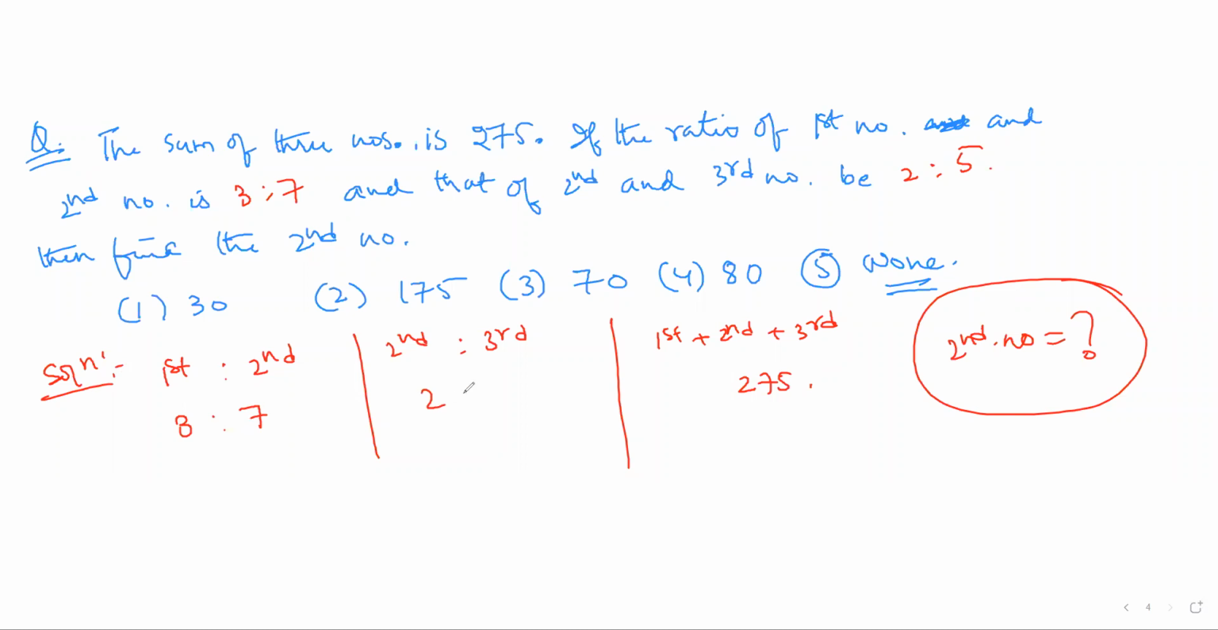3:7, 2:5. Okay, check it. And we have to find the second number. Second number, triple 2:11. I'm giving you 1 minute for the question.